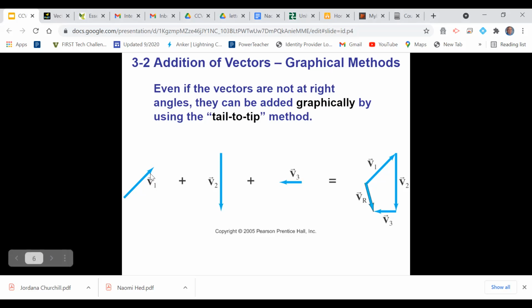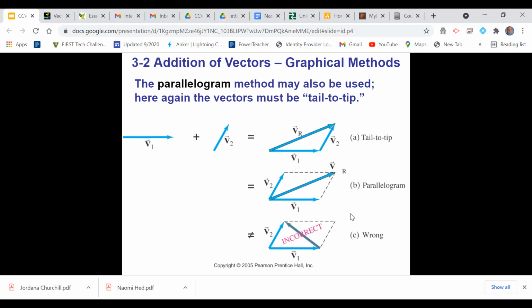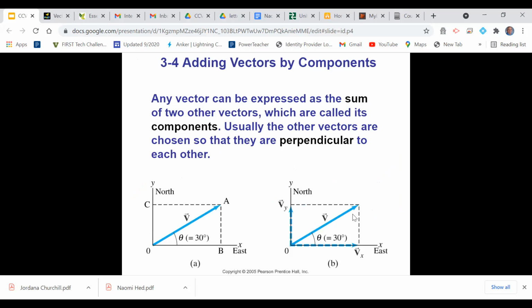So when we're adding V1, V2, and V3, V1 goes up here, and then we tack V2, like click and drag, and put it right at the end of V1. That's the tip to tail method. And then same thing down here: we put V3 on the end of V2. And then the resulting vector is where we go from the origin, the starting place, to the end of the last vector. There's also the parallelogram method, which I'm not really that fond of.